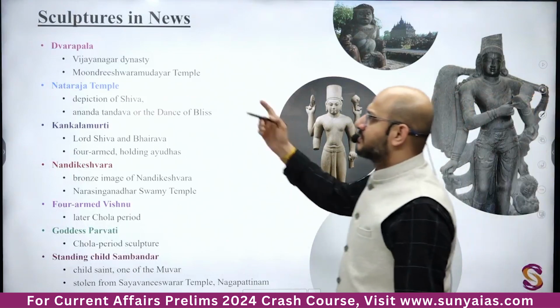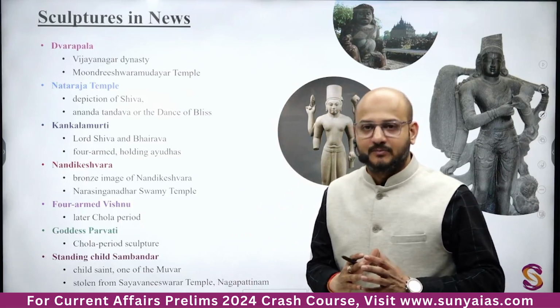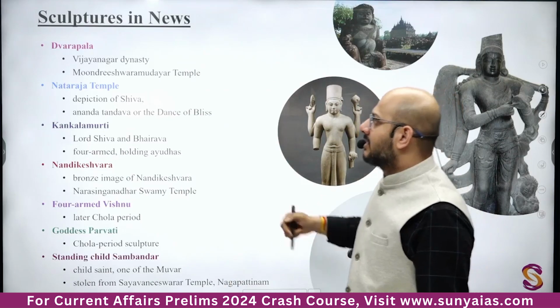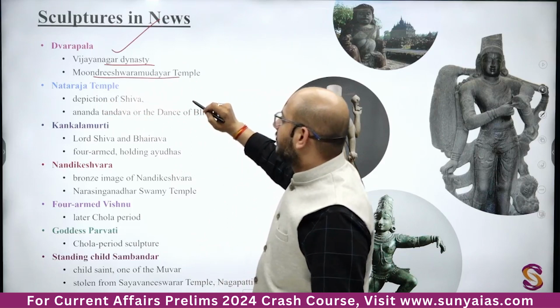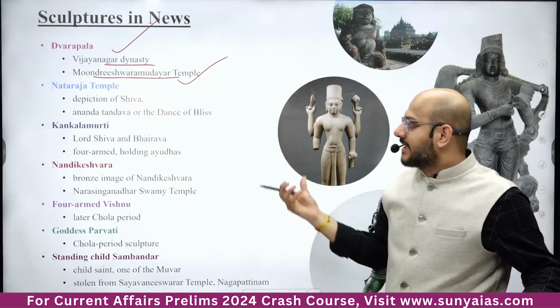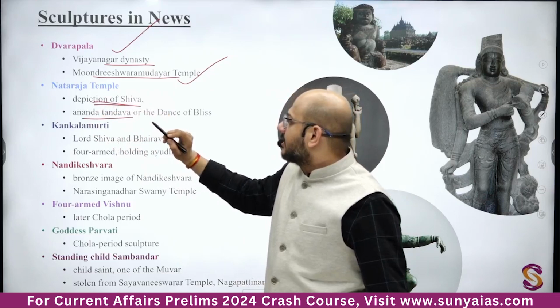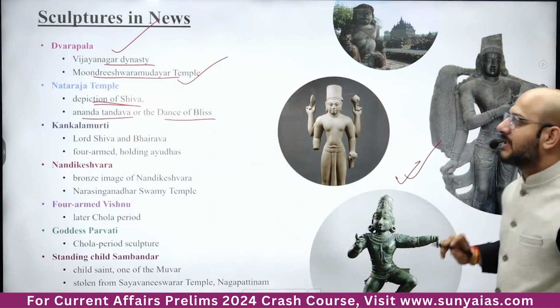Let's look at certain sculptures in the news. In the history, in the static portion, you will go and match these sculptures, because in the history portion, you people had been studying most of the sculptures. I'm just going to take the names of a few that you can revise. Dwarpal, Vijayanagar dynasty, Mundareshwar Mudayar temple. So Vijayanagar dynasty में द्वारपाल were there, है ना. ऐसे questions UPSC पूछ रही है. Nataraja temple, depiction of Shiva, Anand Tandav and Dance of Bliss.